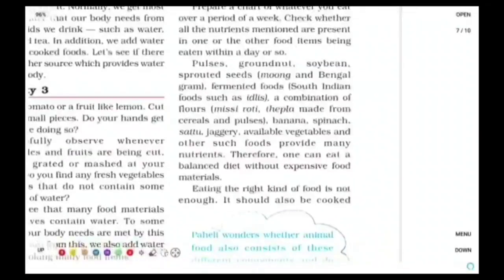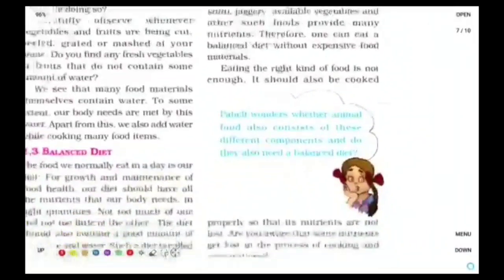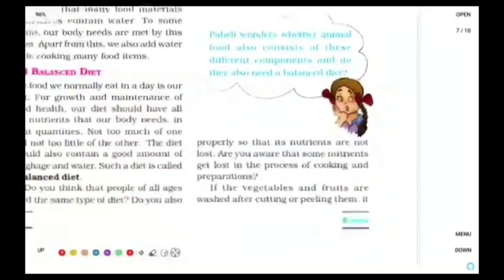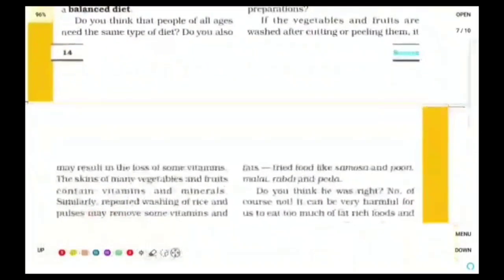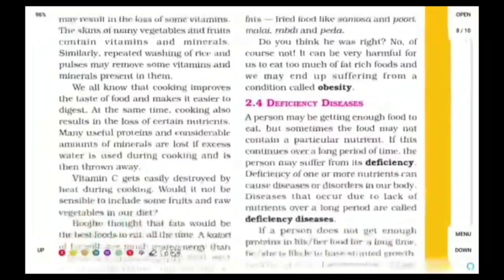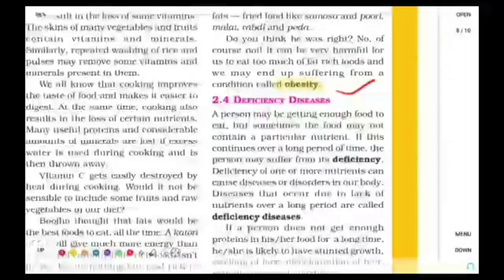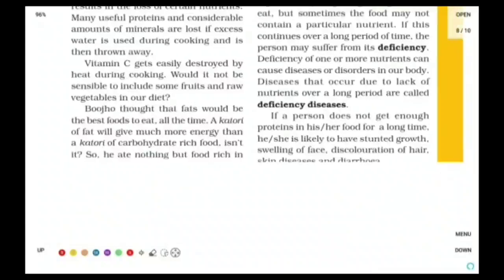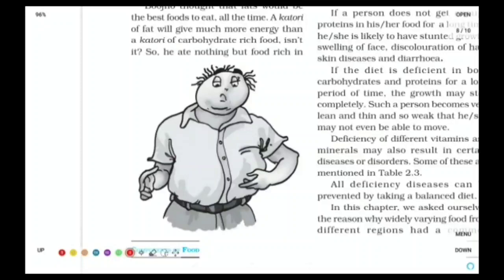Here comes obesity, the important word which is obesity. What is obesity? When we take a lot of fat rich foods like groundnuts, cashews, etc., and take them more than the limit, it causes a condition called obesity, in which we get fat. Our skin gets saggy and thick, and we get very fat.